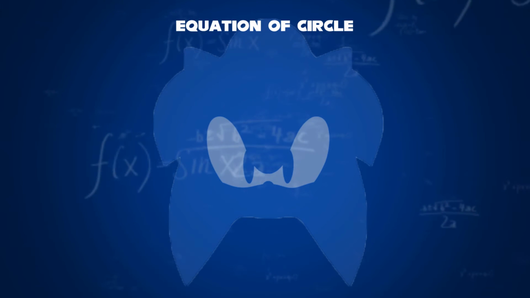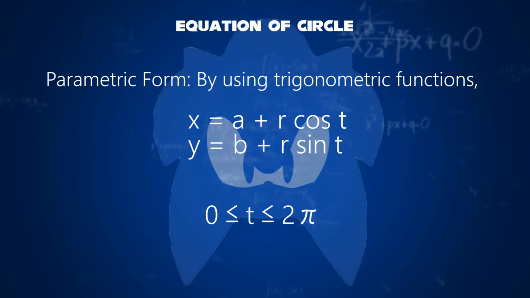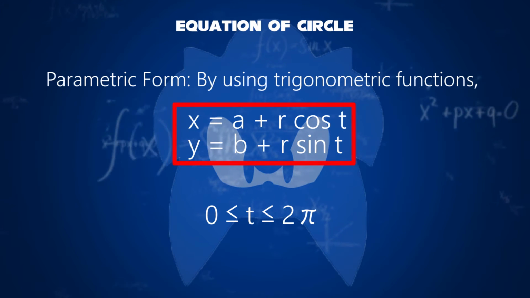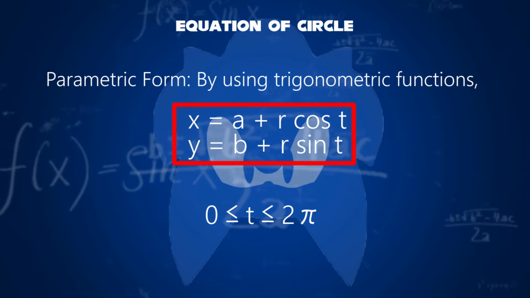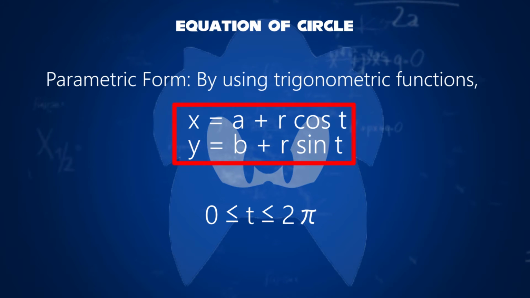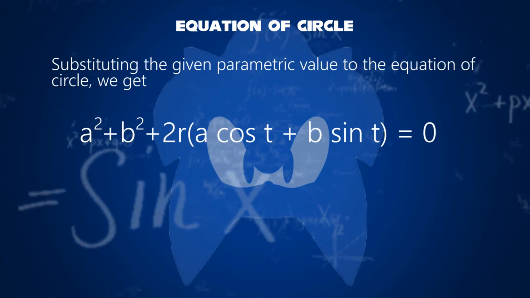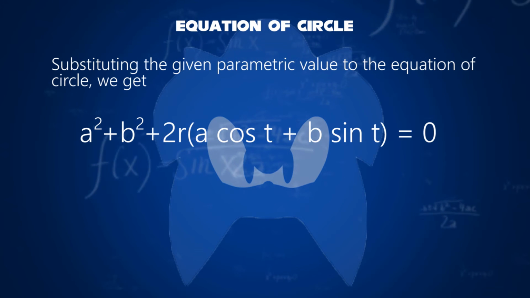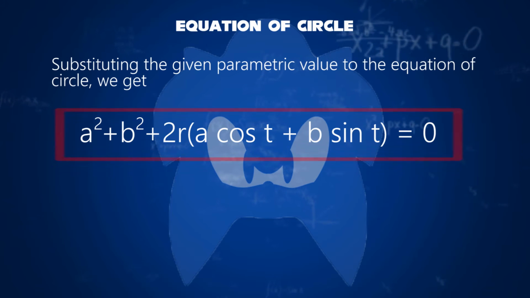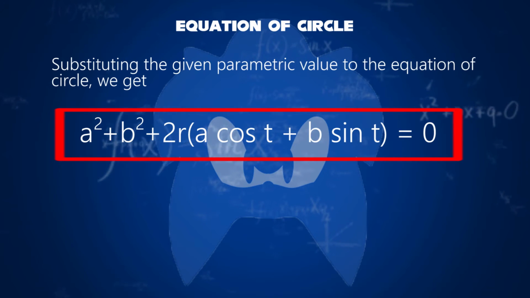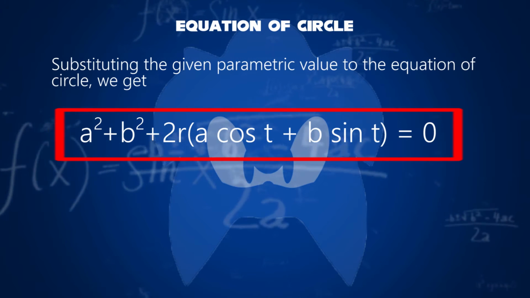For the parametric form, this uses the trigonometric functions sine and cosine as follows. x equals a plus r cosine t, and y equals b plus r sine t, where t is a parametric variable in the range 0 to 2 pi. If you substitute the x and y values from the parametric form into the equation of the circle, this equation reduces to a squared plus b squared plus 2r times (a cosine t plus b sine t) equal to 0.